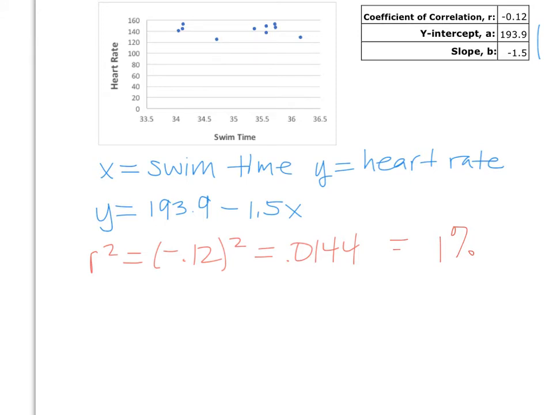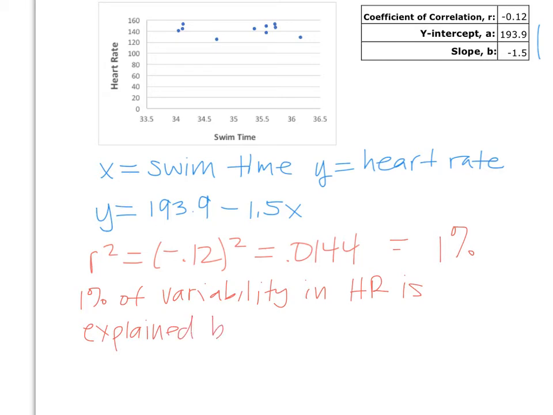Okay, so if we interpret that, that means that 1% of the variability in heart rate is explained by the relationship with the swim time. All right, so not a high percentage.